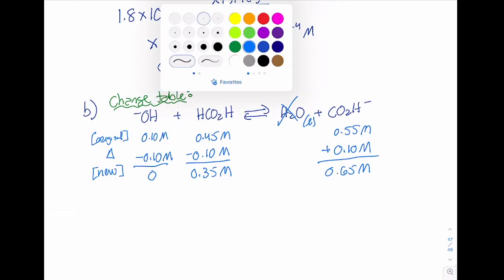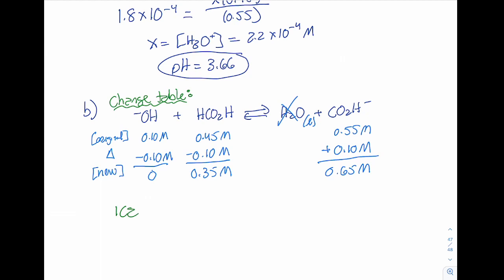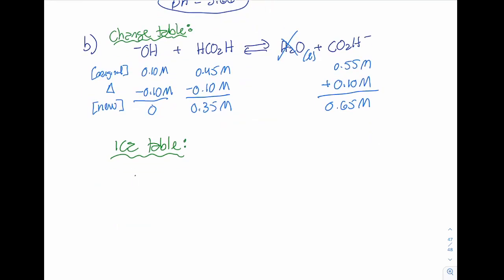So now I'm going to make my ice table. And we're going to plug those numbers into my ice table. So my acid plus water going to hydronium ions plus my conjugate base.